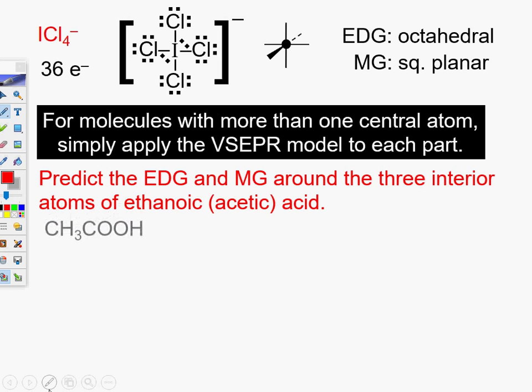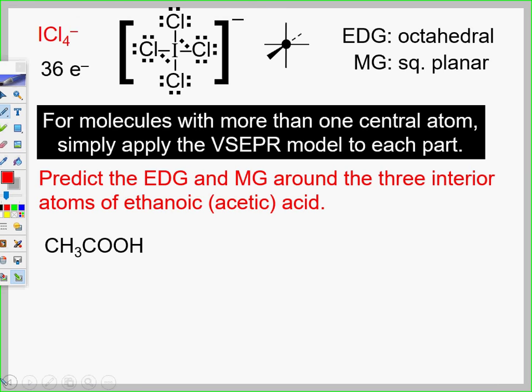All right. Let's see. This one actually was on the AP exam 2 years ago. Predict the domain and molecular geometry around three interior atoms of ethanoic acid. You would get this, and it may or may not draw for you, but let's see if we can draw this. We got a CH3, connecting to a C, connecting to an O, connecting to another O.